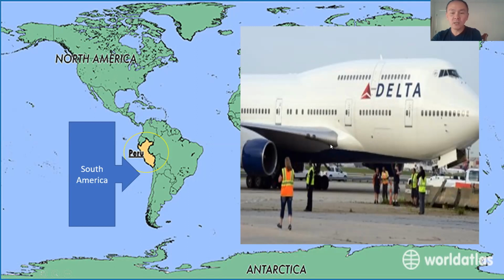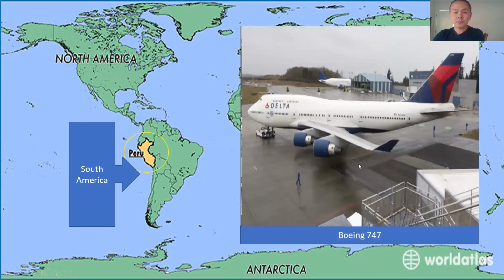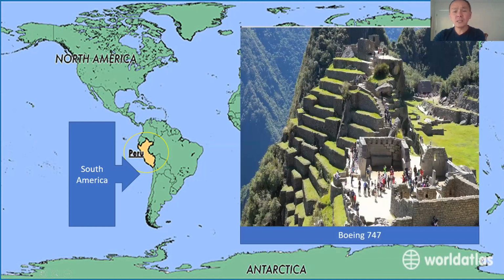So to travel there, you might fly on an airplane, and this is the Boeing 747 being flown by Delta Airlines, which is a company in the United States. This is the Boeing 747 to see how huge, how big it is. And you can see here, this is an image of Machu Picchu, which is in Cusco, one of the cities in Peru.